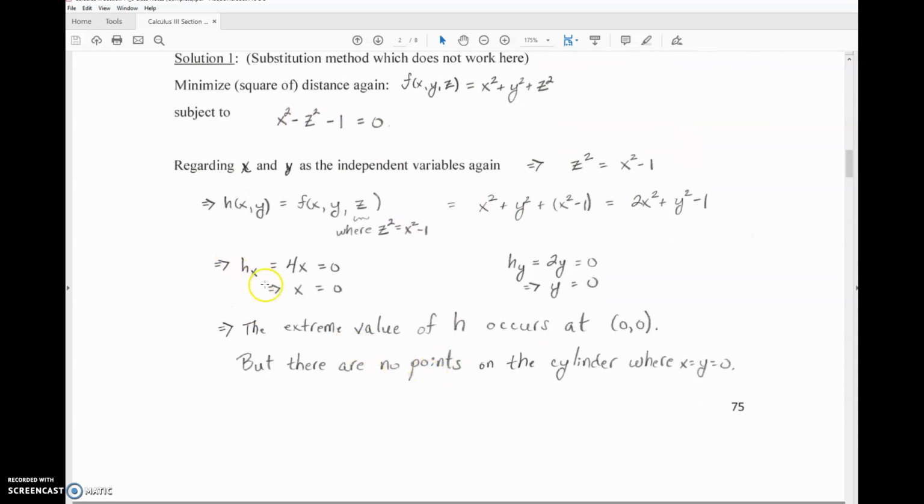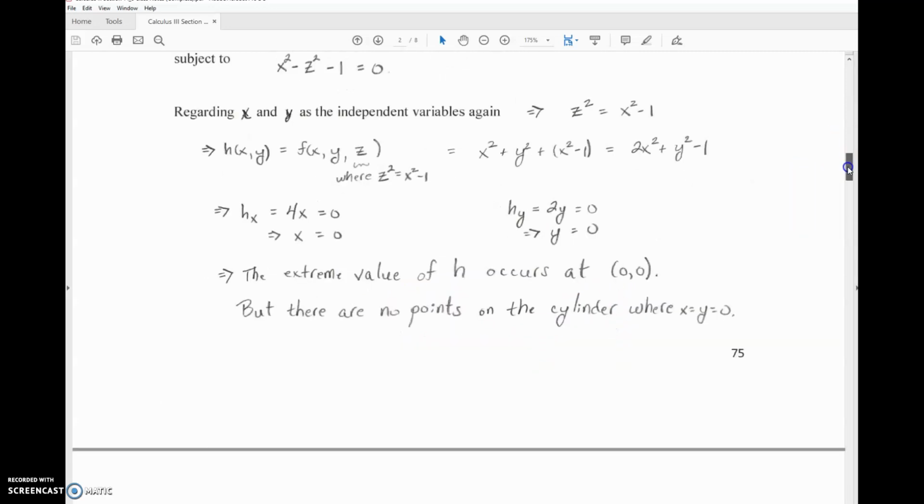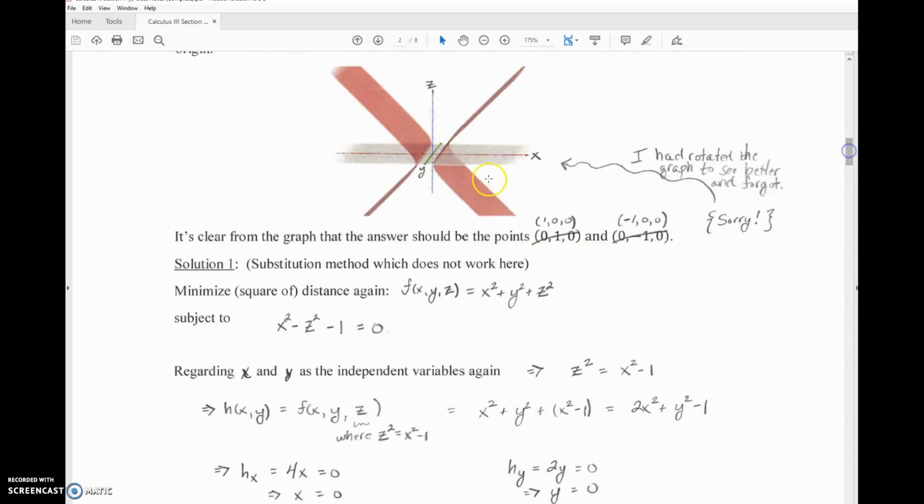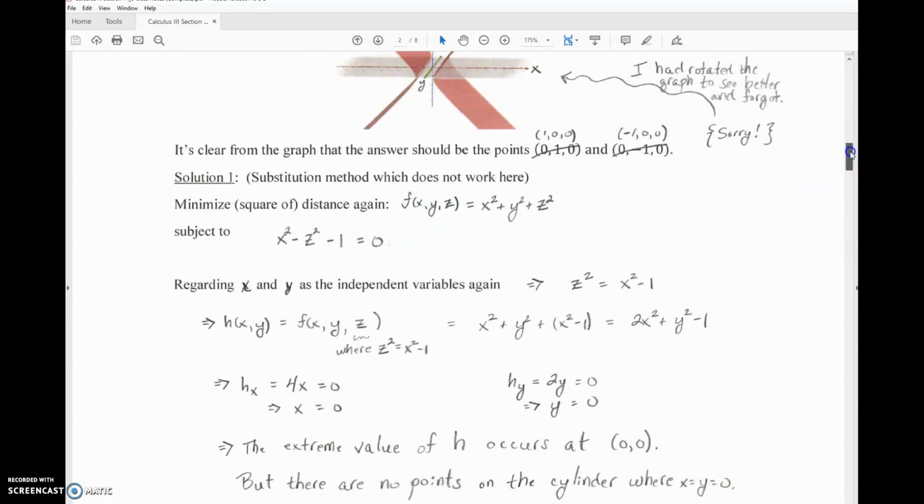So partial of h with respect to x is 4x, set it equal to 0, I get x equals 0. Partial of h with respect to y is 2y, set it equal to 0, I get y equals 0. So it appears that the extreme value of h occurs at 0, 0. But wait a minute, I said it had to be on the hyperbolic cylinder. And there's no points on the cylinder where x and y are both 0, certainly not at the origin.